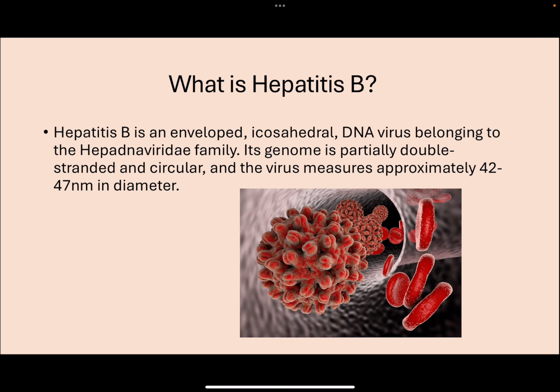What is hepatitis B? Hepatitis B is an enveloped icosahedral DNA virus belonging to the Hepadnaviridae family. Its genome is partially double-stranded and circular, and the virus measures approximately 42 to 47 nanometers in diameter. In the picture I have on the slide, it shows up close the hepatitis B virus.